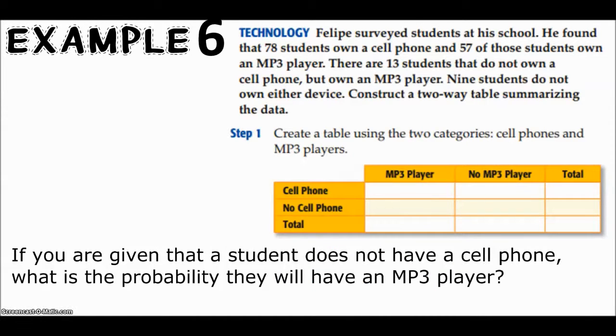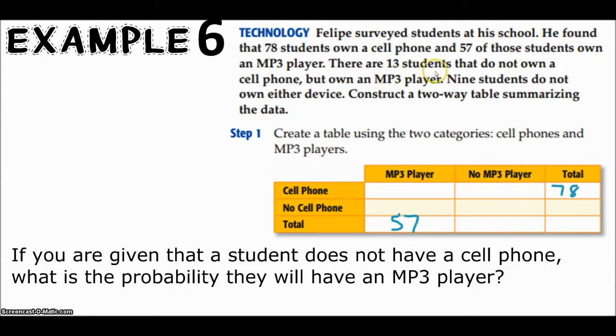All right, so let's work on constructing a two-way table given some information in a paragraph. Felipe has surveyed students at his school and he found that 78 own a cell phone and 57 own an MP3 player. So that's where these two numbers come from.